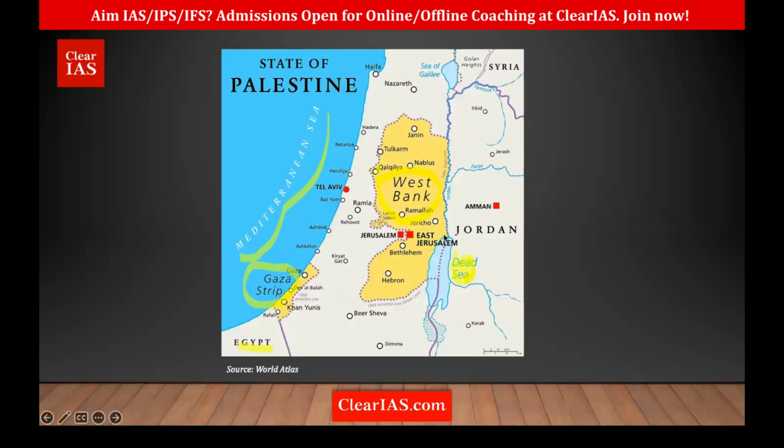Then we have Palestine, 2 places, the West Bank and the Gaza Strip. On one side we have the Dead Sea, and on another side the Mediterranean Sea. And remember, the West Bank is on the east side of Israel.